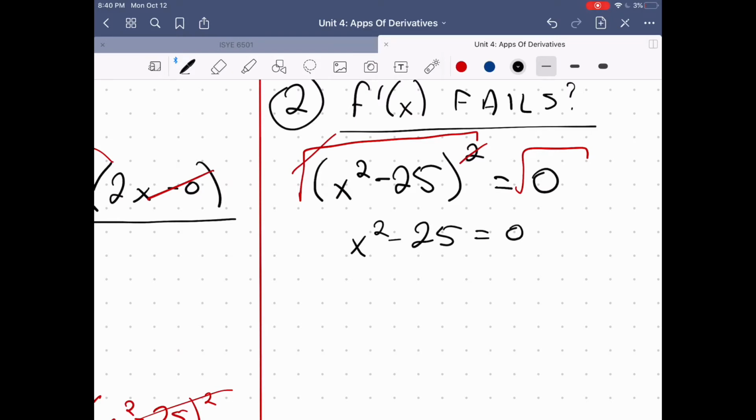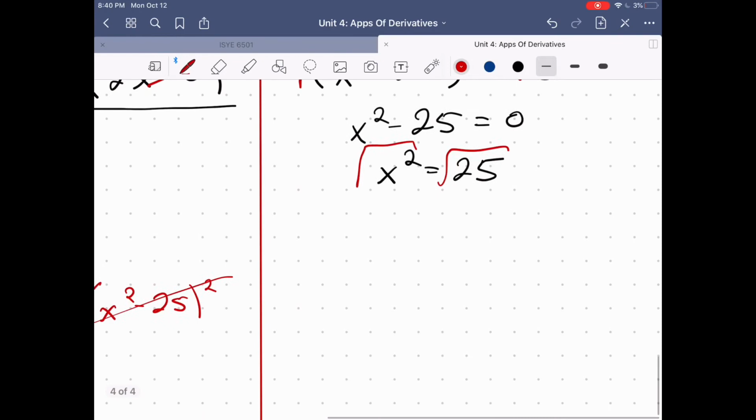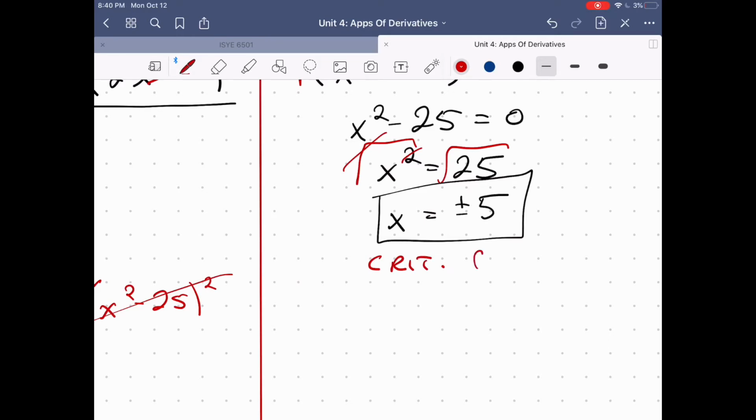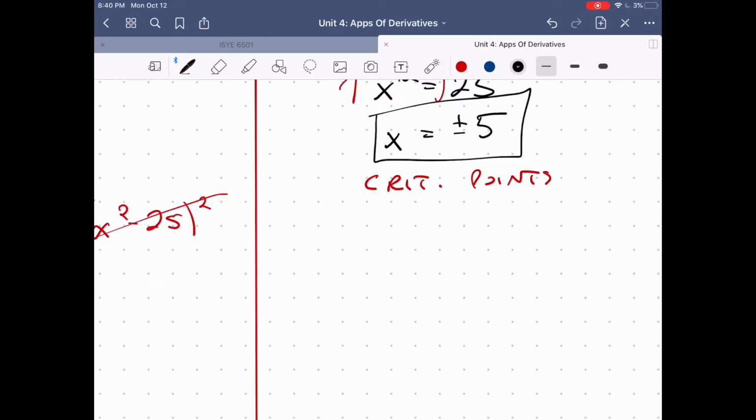We have x squared minus 25 equals 0. Move the negative 25 to the other side of the equal sign. x squared equals 25. Take the square root of both sides. That'll get rid of the squared on the x. So now we have x is equal to plus or minus 5. Those are two more critical points. So we have a critical point of x equals 0. We have a critical point of x equals positive 5 and another one at negative 5.